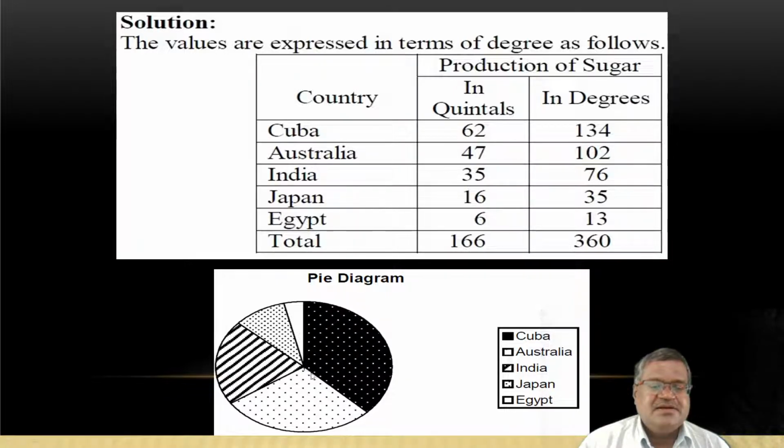By keeping the instrument, we separate the sectors. Cuba is in black color. This is Australia. India, Japan, this is Japan. Egypt is dots, and Japan is like this. We need to draw a pie diagram for the given data.